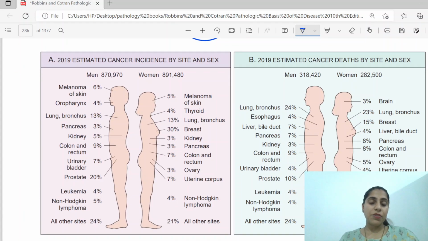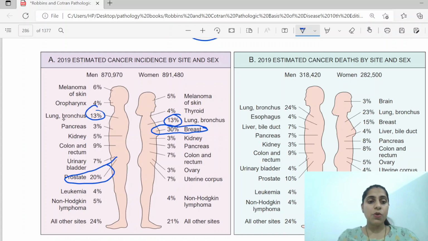So in this photomicrograph you can see in women the highest is for breast, in men the highest is for prostate. The lung is 13% in both, but still the highest mortality amongst the cancers. If it is asked which is causing the highest cancer-related mortality, the answer for both is the lungs. But the highest incidence in women is the breast, whereas in men it is prostate.